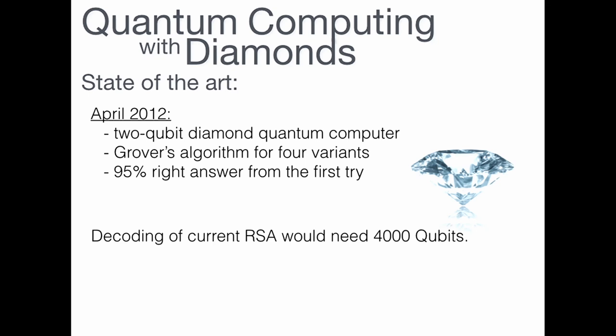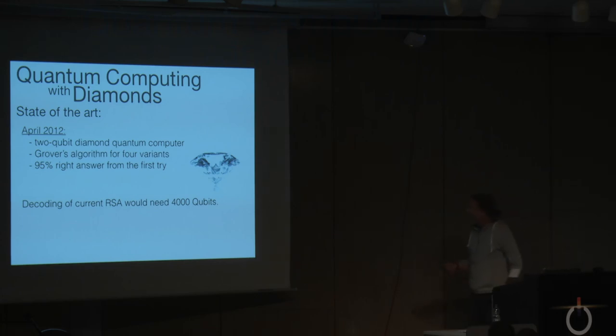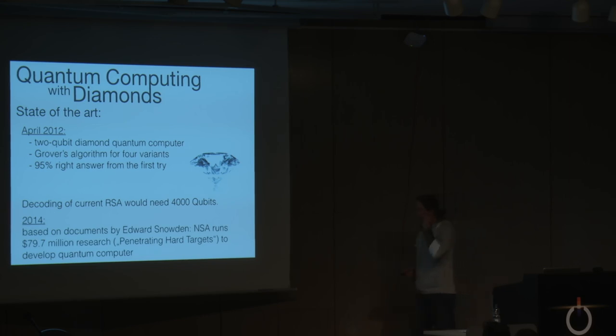If we really wanted to decode our codes in a reasonable time, I read an estimation that we need at least 4,000 qubits to do that, and 4,000 perfectly entangled qubits is really not easy. But still, people are working on that. Based on Edward Snowden's documents, you see that the NSA runs a project worth $80 million called Penetrating Hard Targets. I like the name very much. It is to develop quantum computers.